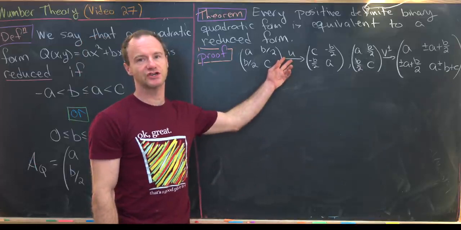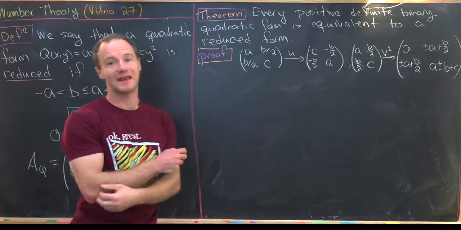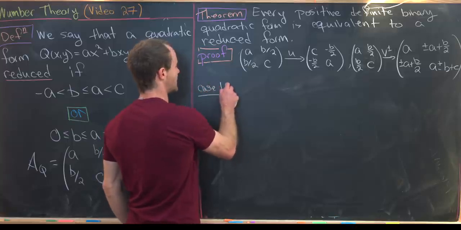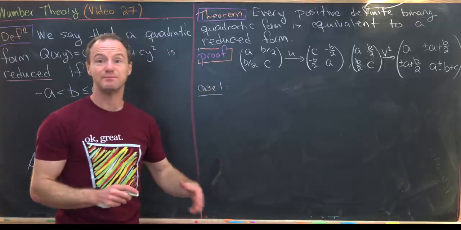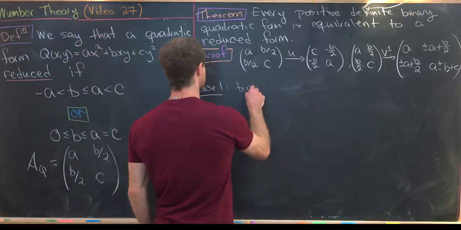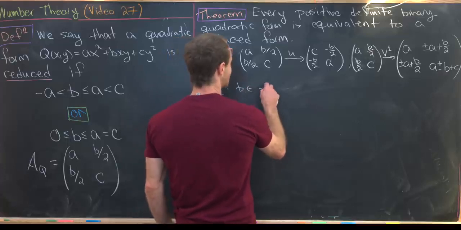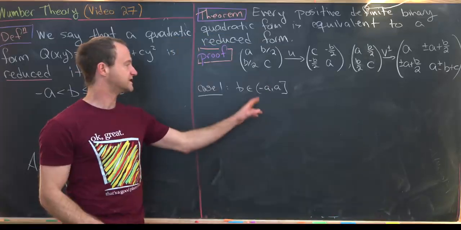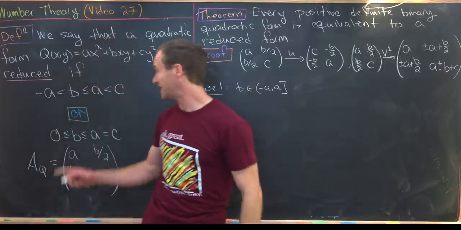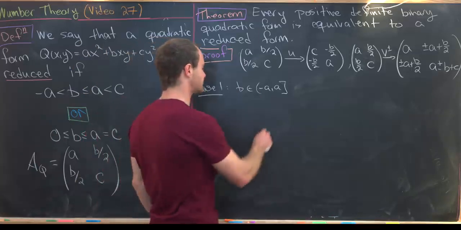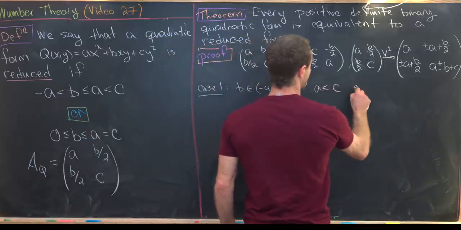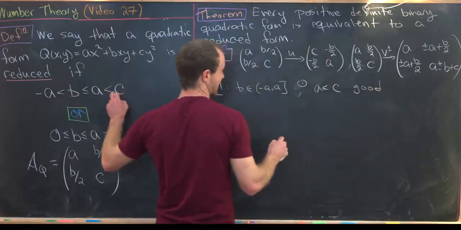Okay, I've recalled the action of our matrices U and V at the top, and now we're ready to jump into the proof. So maybe there's a case one, which is maybe B is already in the correct range. So in other words, B is on the interval minus A to A, where we don't include the bottom of this interval, but we do include the top of this interval. In other words, B is all set. Now this breaks down into three cases. If A is less than C, then we're good, because this thing is satisfied right here.